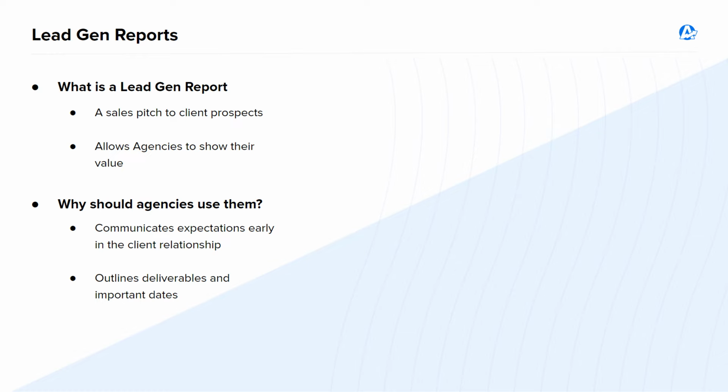So to get started, I'm going to first clarify what a lead gen report is and why you might want to use it. Essentially, a lead gen report is a sales pitch to a prospective client you'd like to bring on. It's a chance for you to illustrate to a client that your company is the perfect fit for them. A well-planned lead gen report allows agencies to show their value early on. They also allow agencies to clearly communicate expectations on details such as what the client can expect from you and when they should expect it.